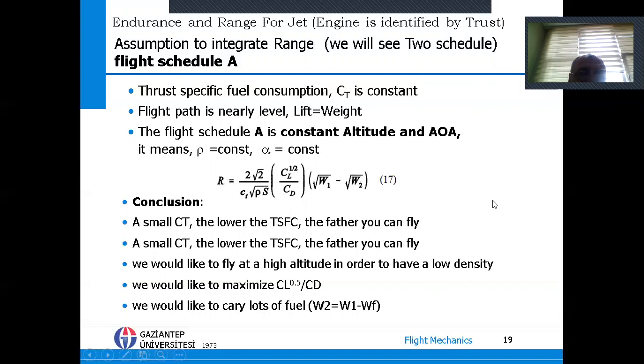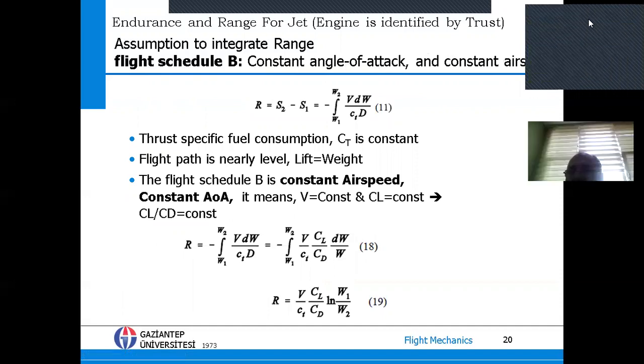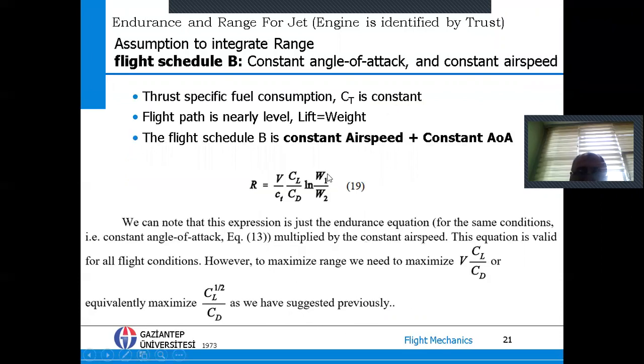Okay, so let us discuss schedule B. Here in schedule B, we have constant angle of attack and constant airspeed. In the same philosophy we have seen before, constant airspeed, V equal to constant, and constant angle of attack, which means CL over CD equal to constant. Then we can go back to this equation and substitute: CL over CD constant, V constant, CT constant, outside of the integration, and then we have this relation. Here we can integrate it easily. This is the integration.